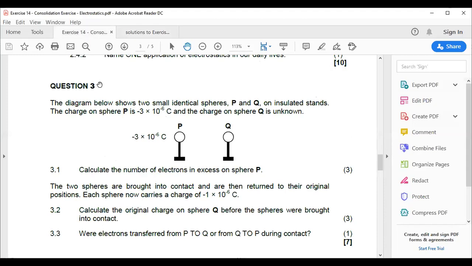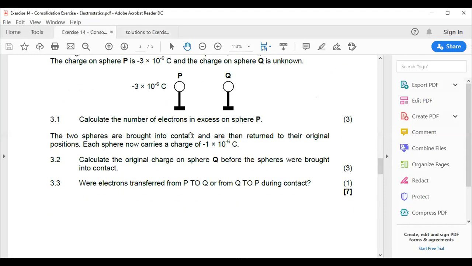We'll move on to 3.2. The two spheres are brought into contact and are then returned to their original positions. Each sphere now carries a charge of -1 multiplied by 10 to the power -6 coulombs. All right. Calculate the original charge on sphere Q before the spheres were brought into contact for 3 marks. All right. So here what do you have? You've got the final charge on Q, right? On Q, then you've got the initial charge on P. You don't have the initial charge of Q.